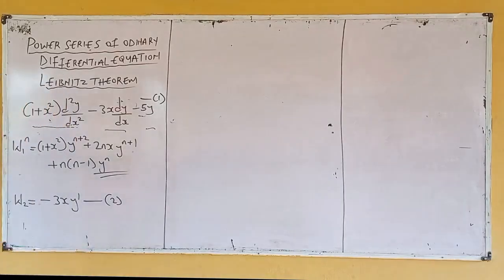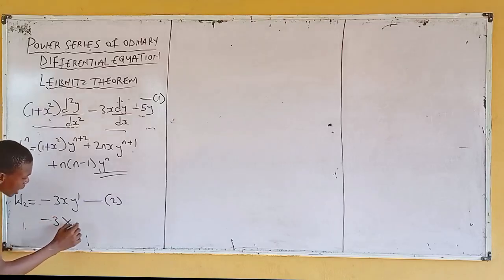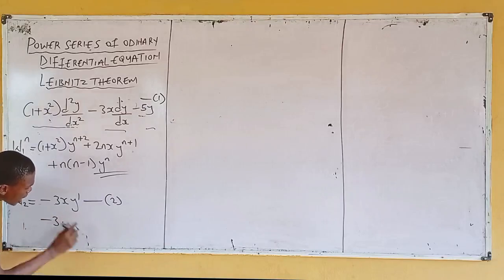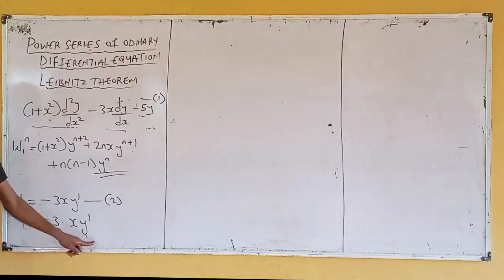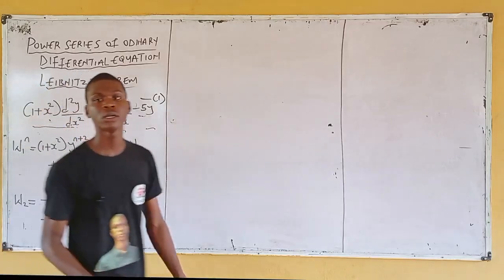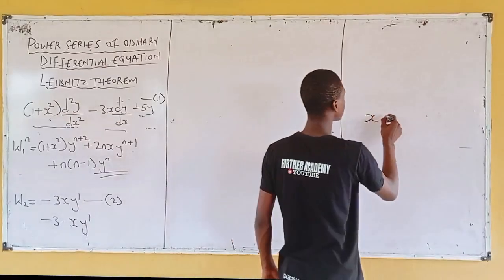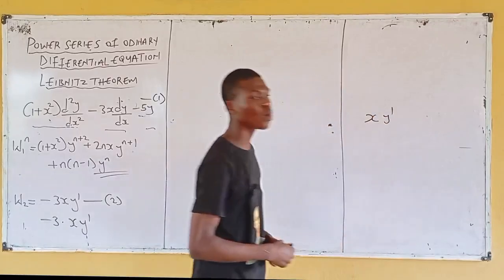In this case, identify your u and identify your v. Let's treat negative 3 as a constant. Meaning I'm having negative 3 multiplying x y prime, so I'm working with this, and I then multiply the answer with the constant later, right? Now I'm having x and y prime. I'm having x multiplying y prime. What's my u, what's my v?